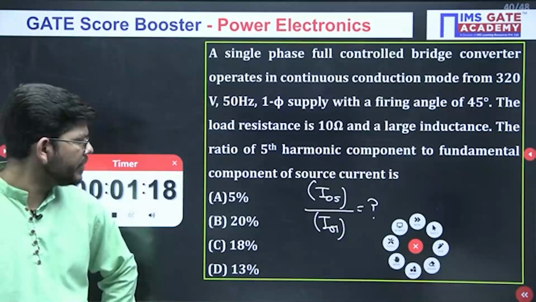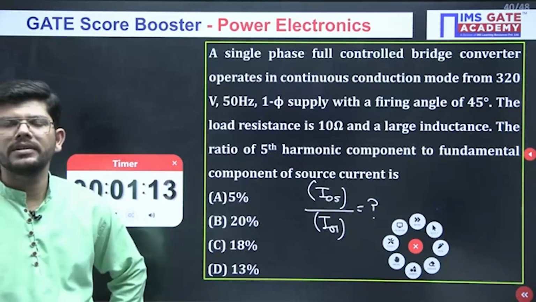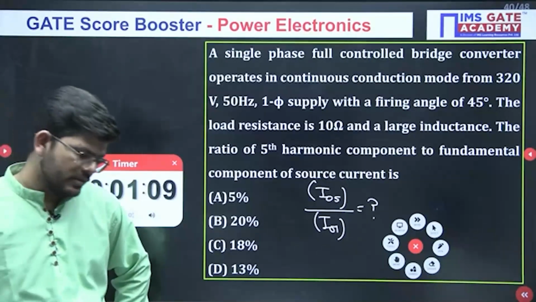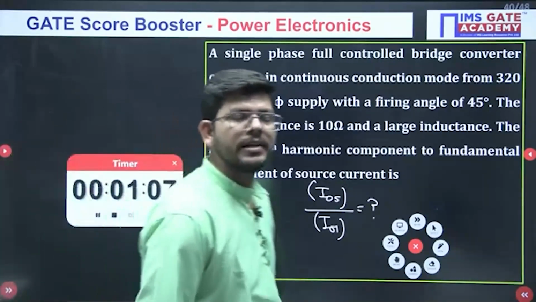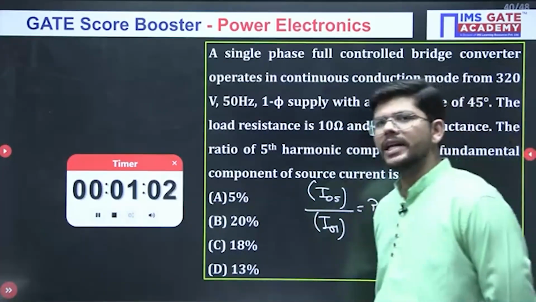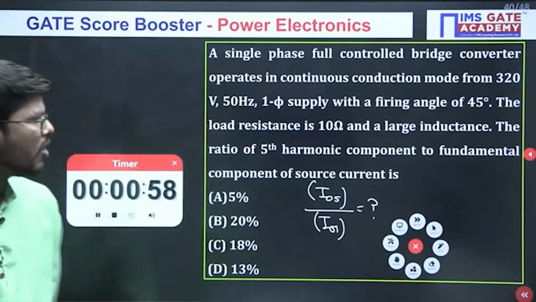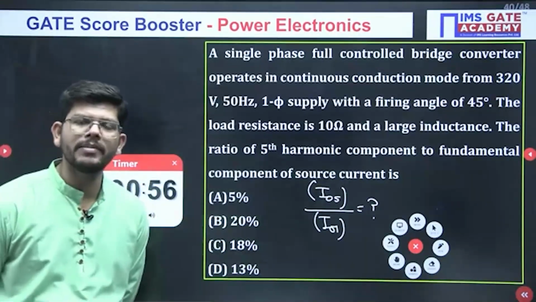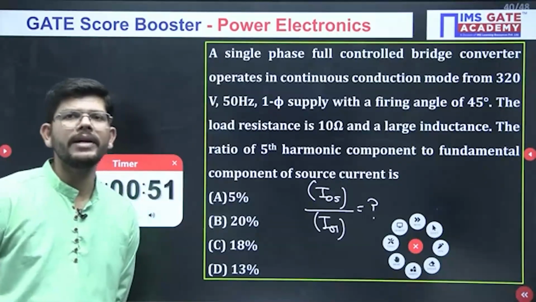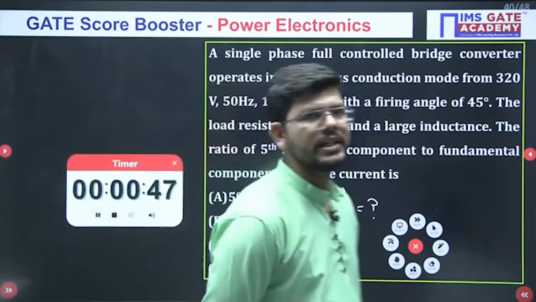Nilmesh is saying the answer is B. Yes, Nilmesh, B is the correct answer. You are listening to me very carefully, isn't it? Because at one place during the inverter, I have told you about the same. Whenever you have to find the ratio of any component with respect to the fundamental component, the answer will be 1 by n. Okay, 1 by 5. That means 20%. So don't waste your time on such questions.